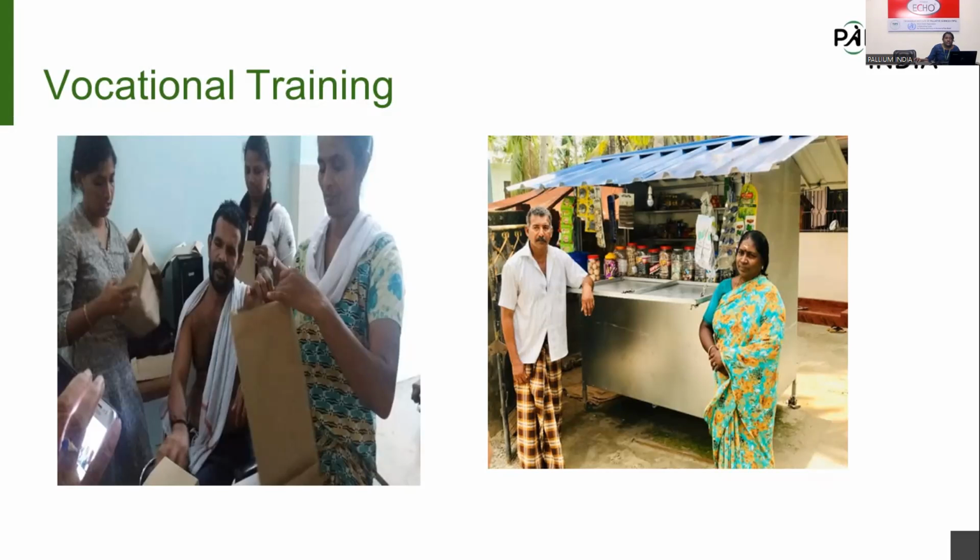these are the volunteers. They are helping them to make a paper bag. So this family is into a paper bag business, and he's a wheelchair-bound patient. This is his wife. So they are giving training on how to make paper bags. And in the next picture, you can see a petty shop which is provided to the family.